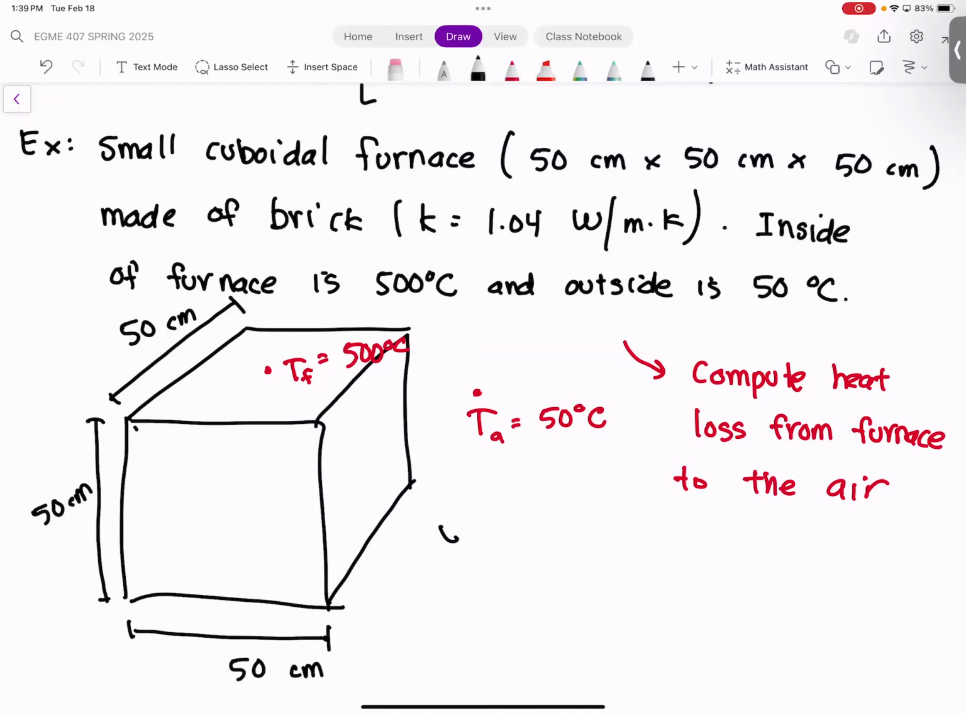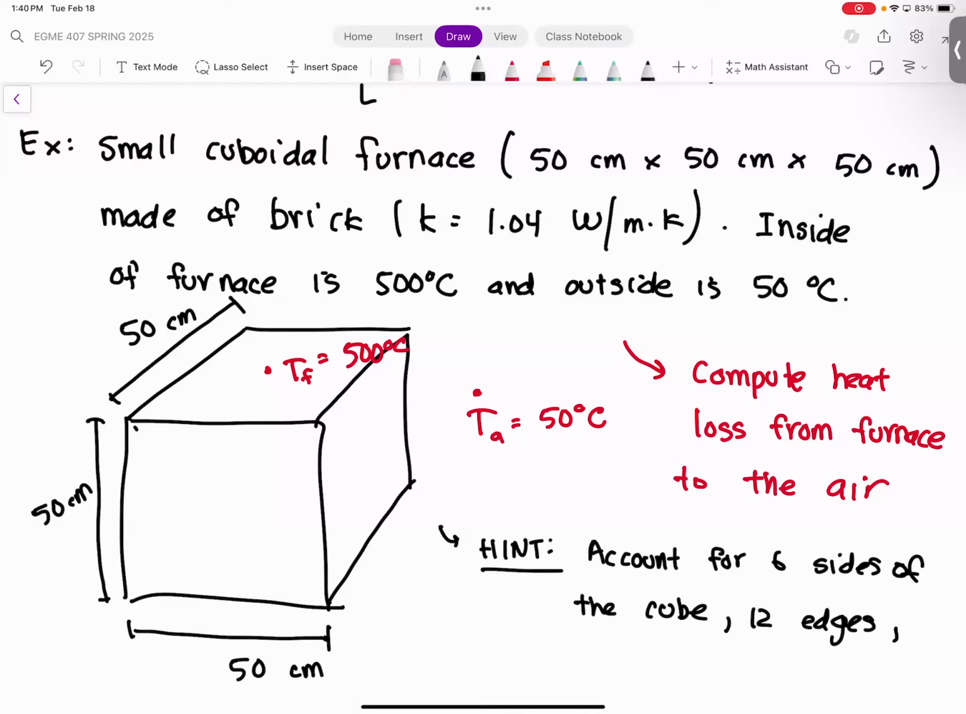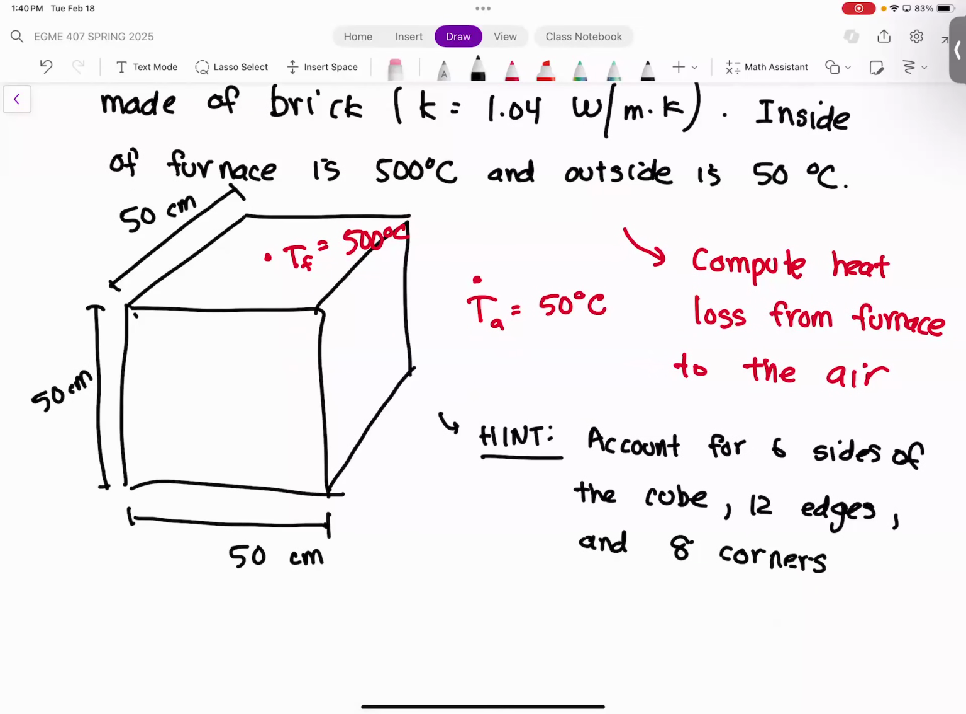All right, and this problem also comes with a hint. Okay. So you can see we have a cube geometry here. So the total shape factor, or the total amount of heat loss that comes from this cube, is going to come from the 6 sides of the cube. So we're going to have heat loss from all 6 sides. We also have heat loss from all of the edges, and if you count up the number of edges on a cube, there's 12 of them. Okay. And there's also 8 corners. So that means we're going to need to compute shape factors for all 26 of these different geometries.